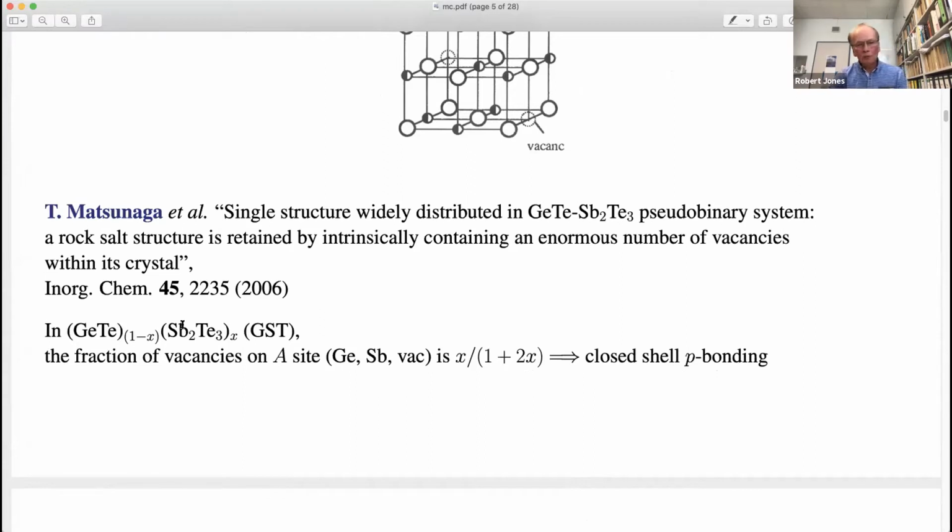If I look at this formula, it's important to note that tellurium atoms are at least 50% of the atoms here. In GeTe, they're 50%. Otherwise, more than half of the atoms are tellurium atoms. And it was pointed out in this paper by Matsunaga, and Yamada was involved, that this led to closed p-shell bonding.